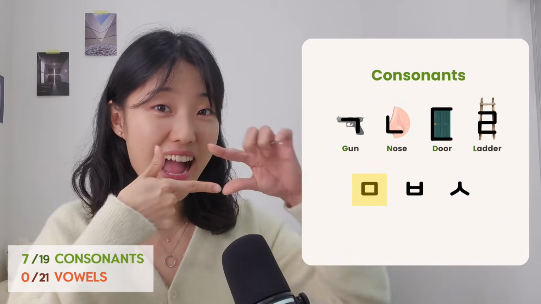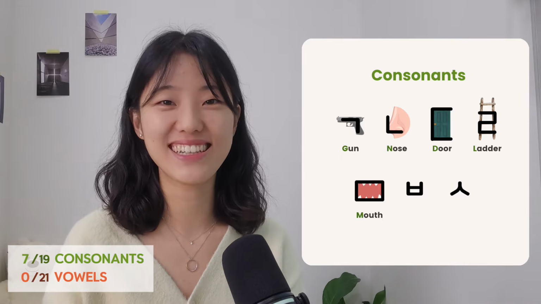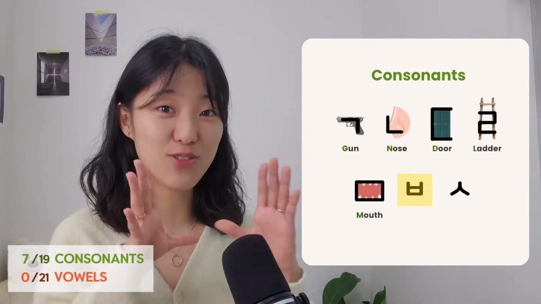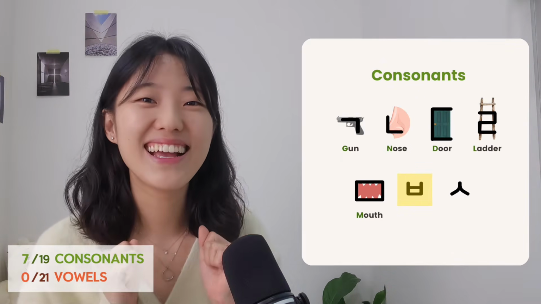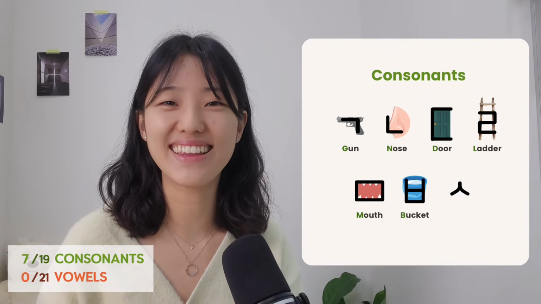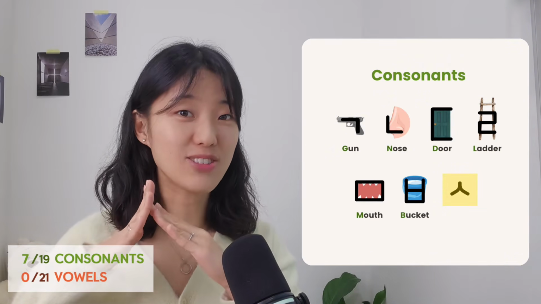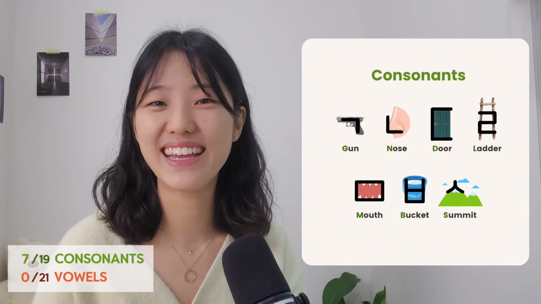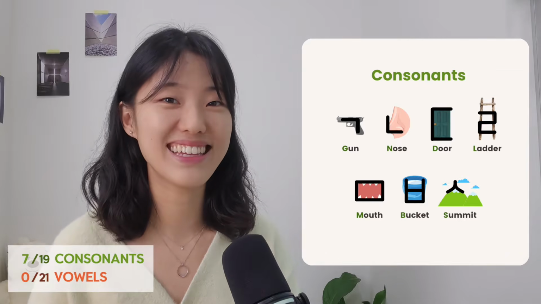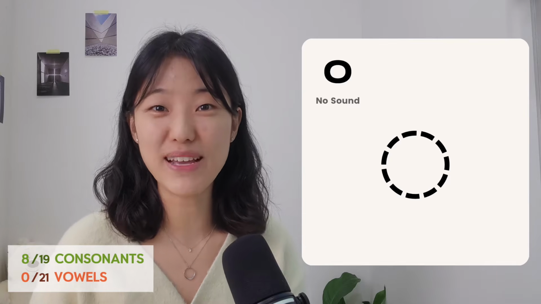And the next, what is this square? It's a mouse. 무 from mouse. And something is filled with water. A bucket. 부 from bucket. What about the next? On top of the mountain, which is summit. 스 from summit. How was it? Let's continue.